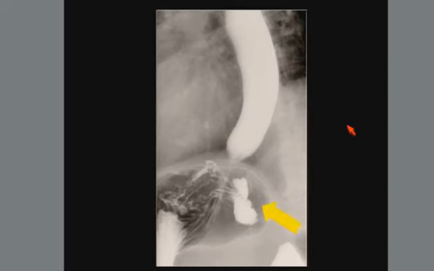This is also a normal Toupet fundoplication, and what you notice here is contrast is actually extending into the wrap itself. That does not necessarily mean that the wrap has dehisced. It may simply reflect that the patient had been rolled into multiple obliquities, so don't be disturbed if you see the wrap filling with contrast.